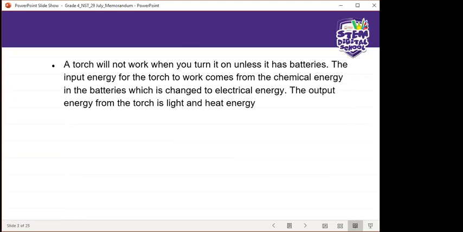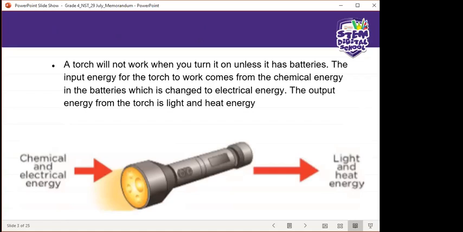Right. Then here we have more examples. A torch will not work when you turn it on unless it has batteries. The input energy for the torch to work comes from the chemical energy which is in the batteries, and it is changed to electrical energy. Okay, so we have chemical as well as electrical energy from the batteries. Then it goes into the appliance. We switch on the appliance, we receive light as well as heat energy.